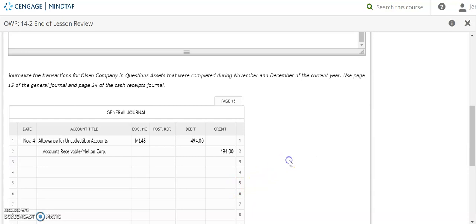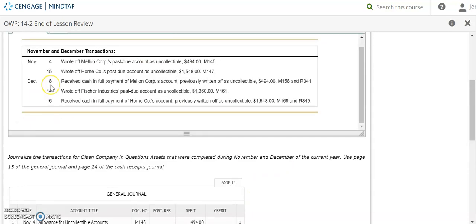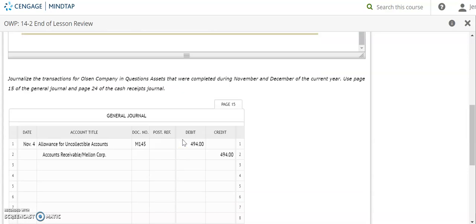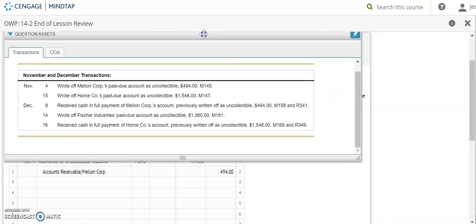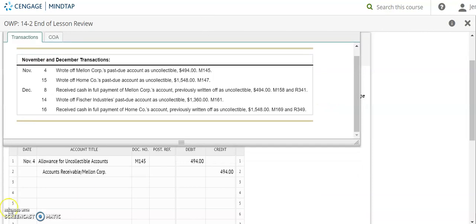Okay, so now let's look at our next transaction, November 15th. It says that we wrote off Horn Company's past due account as uncollectible, 1548, memorandum 147. So this is going to be just like what we did on November 4th. I'm going to put in the date. I'm in the general journal, so the 15th.